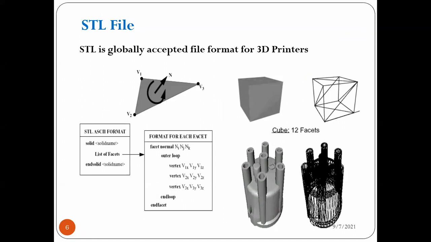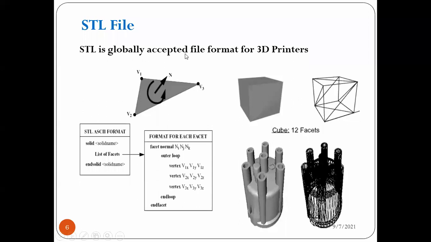What is the STL file here? Now you can see here, this is a cube. When I convert this cube, the total surface is tessellated by triangles. This tessellation using triangles is called the STL, or the stereolithography file format. The total surface is converted into triangles.